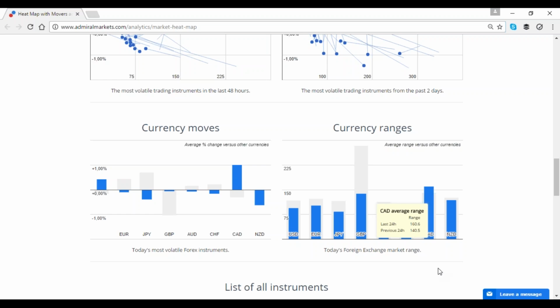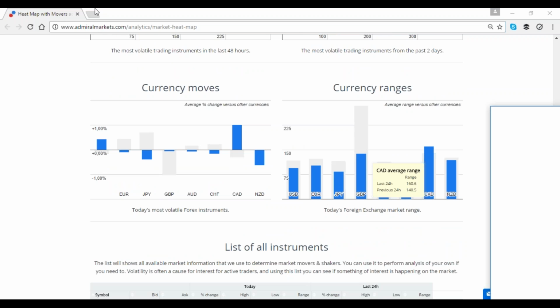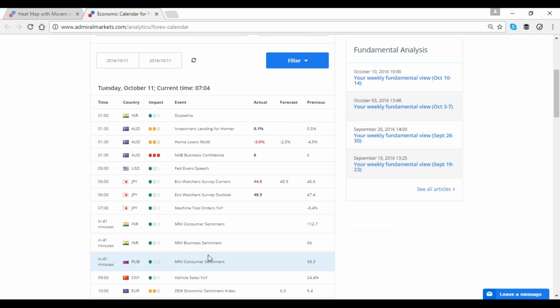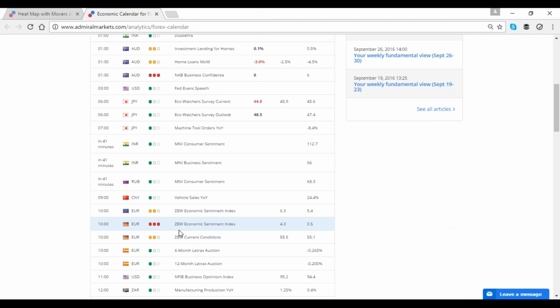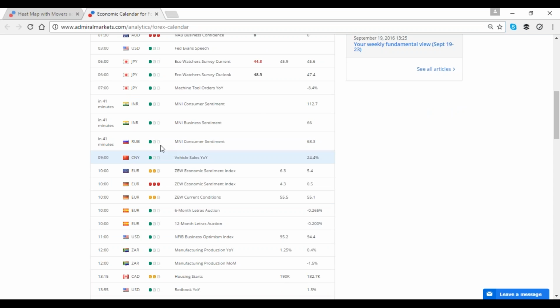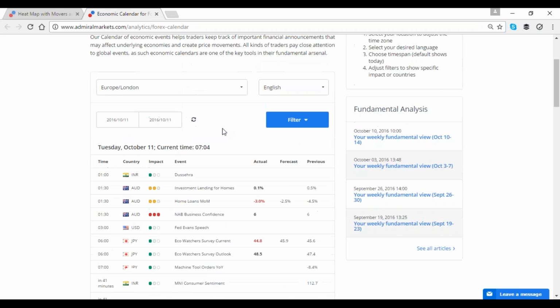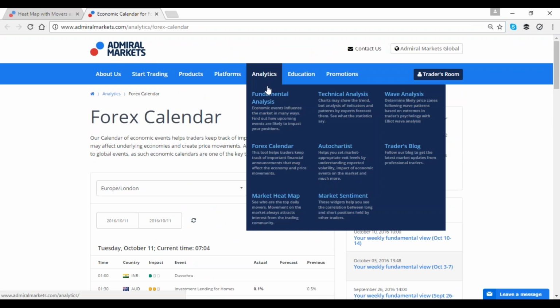All right. Let's also take a quick look at the calendar. Today we have, if I remember correctly, yes, the ZEW economic sentiment. There are also some other news, of course. Take a look at that. You can find it very quickly by going to analytics and then clicking on Forex calendar.